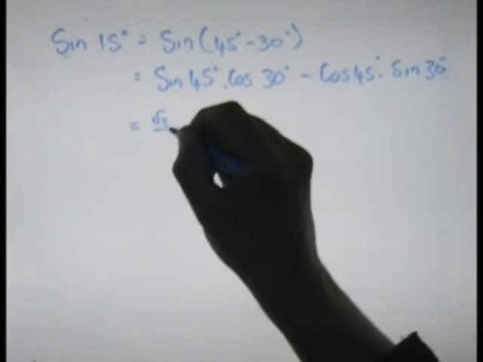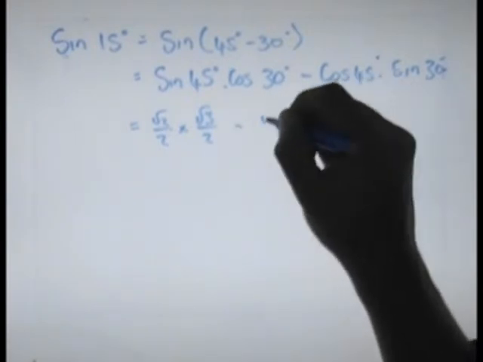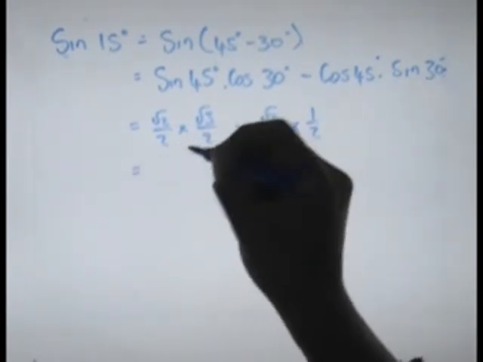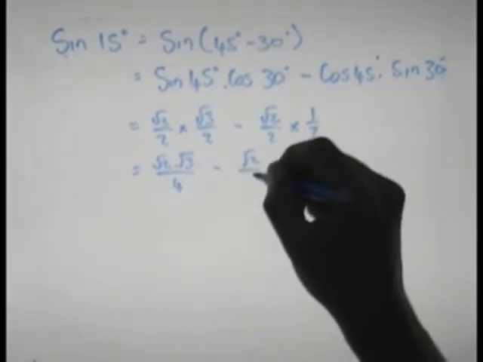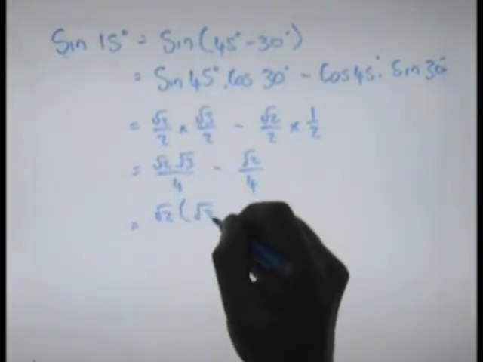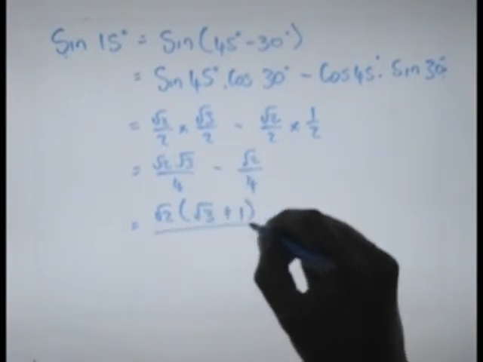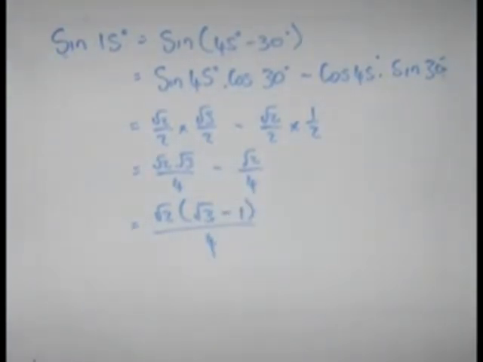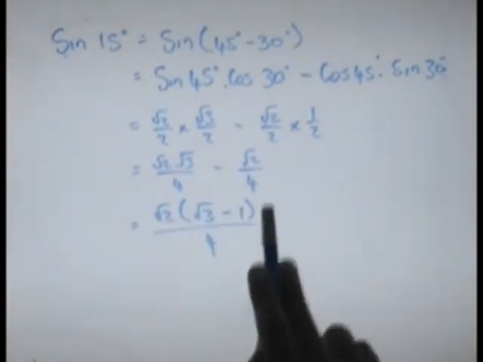Sine of 45 is root 2 over 2 multiplied by cos of 30, which is root 3 over 2, minus cos 45, which is again root 2 over 2, multiplied by sine 30, 1 over 2. That's going to give us root 2 times root 3 over 4 minus root 2 over 4, which is going to give us again a common factor of root 2, except now compared to the previous example, it's not root 3 plus 1, it's root 3 minus 1 all over 4. Because the common factor of root 2, I took it out, which left me with root 3 minus 1.